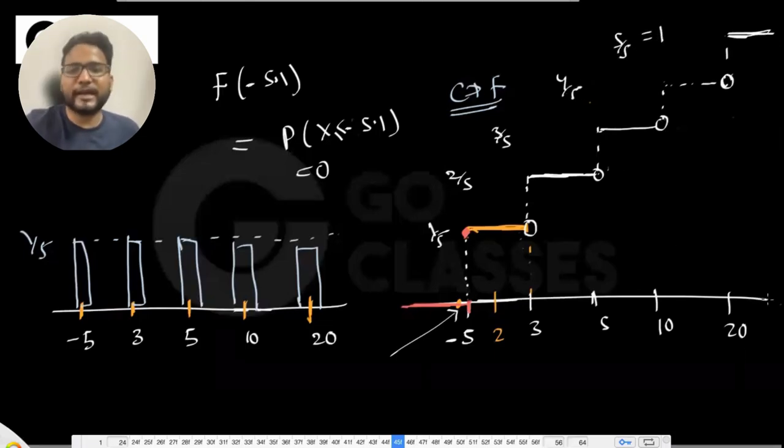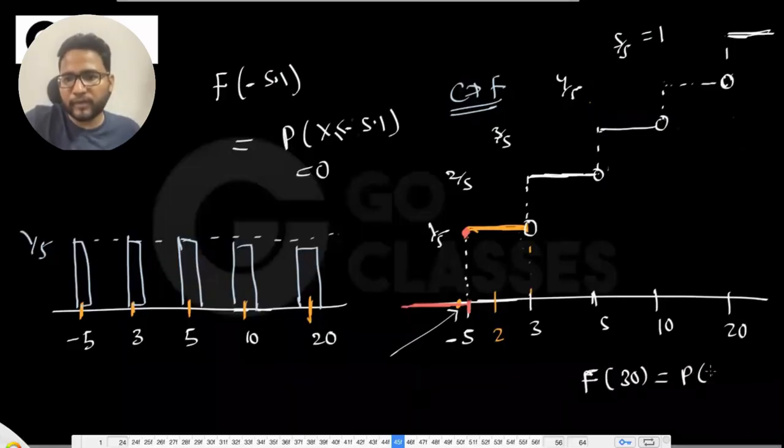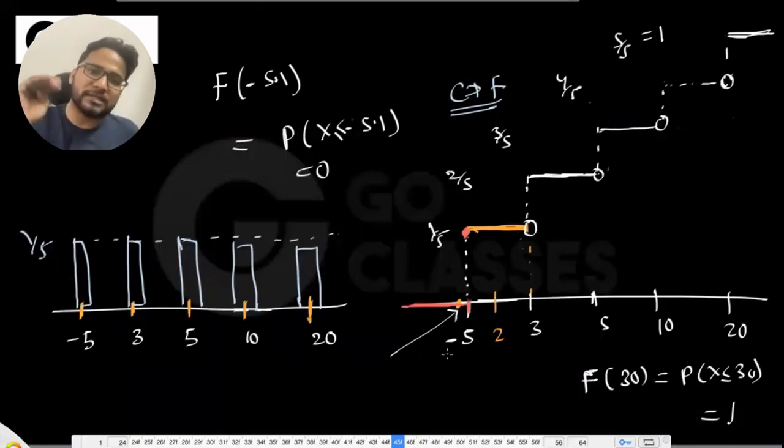Okay? If you ask me what is F of 30, then it is the probability of x less than or equal to 30, which means it is just 1, because everything is less than or equal to 30, right? I mean, the CDF looks like this. It is always a step ladder, for the discrete case at least. It is a discontinuous function, and it looks like this.